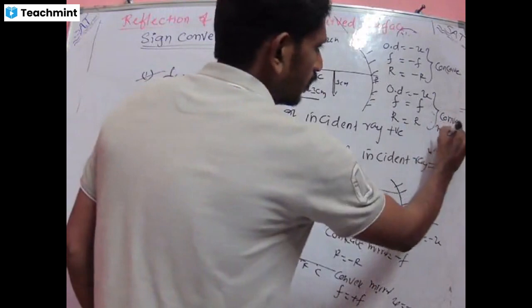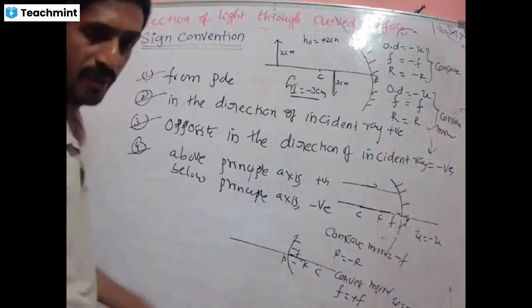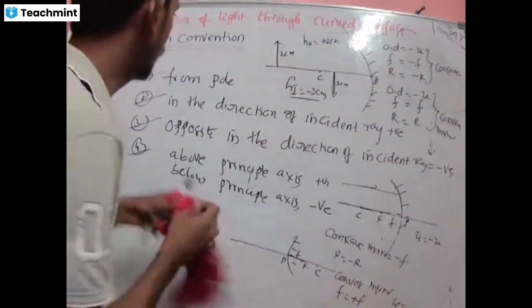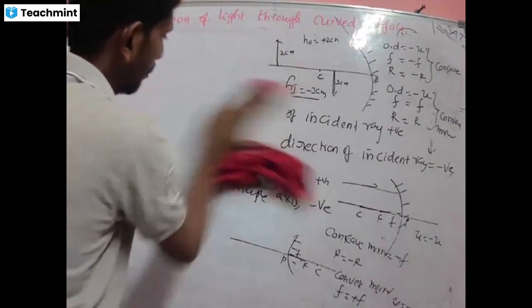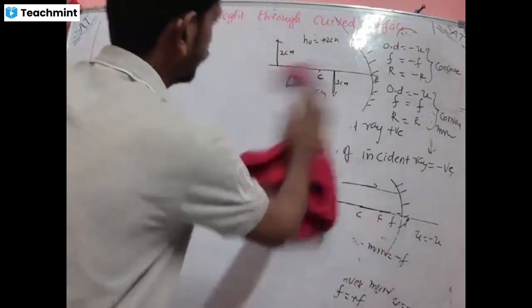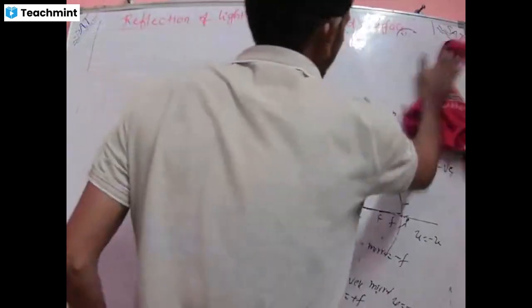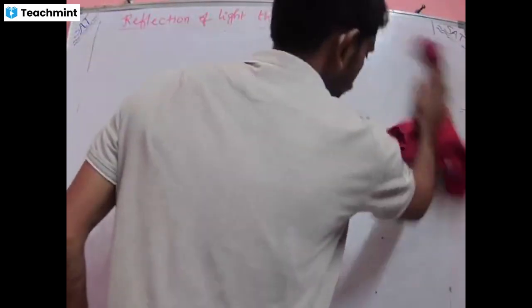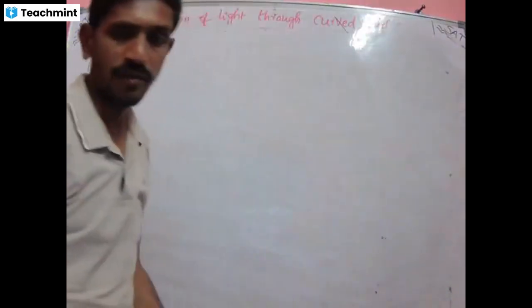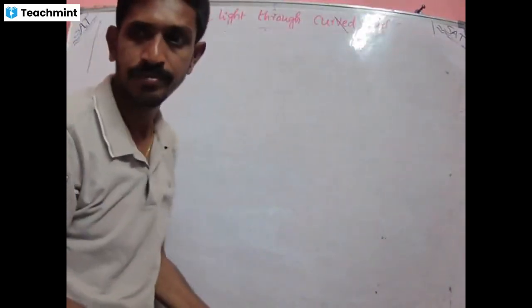Okay. Yes, this is sign conventions. Very, very important here. Next, we go to image formation. Before that, we should know the rules for formation of image for a concave mirror and a convex mirror. It's very, very important.